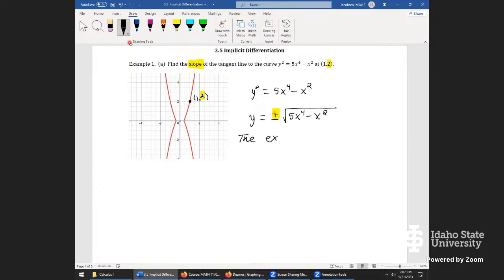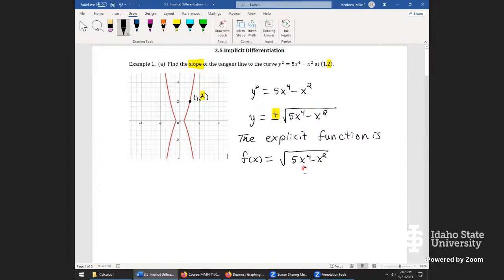The explicit, as opposed to implicit, function is f of x equals root of 5x to the power 4 minus x squared. Now that's something we can work with. We can differentiate that, throw in the value of 1, and we'll get a slope out. Any questions before we give those steps a try?